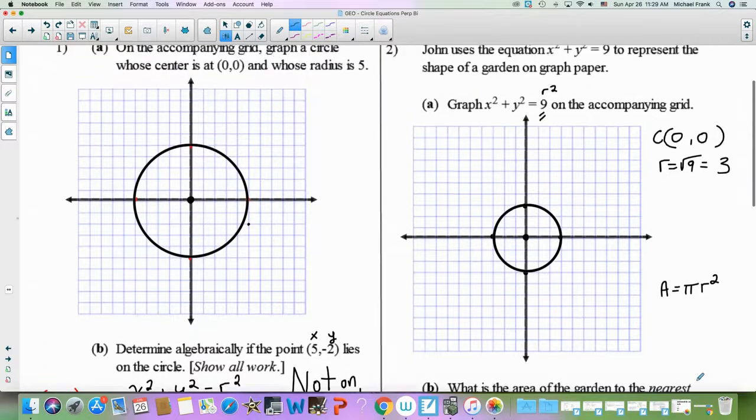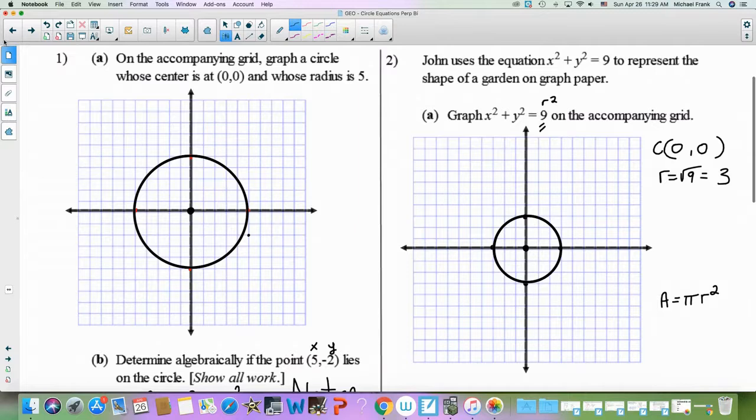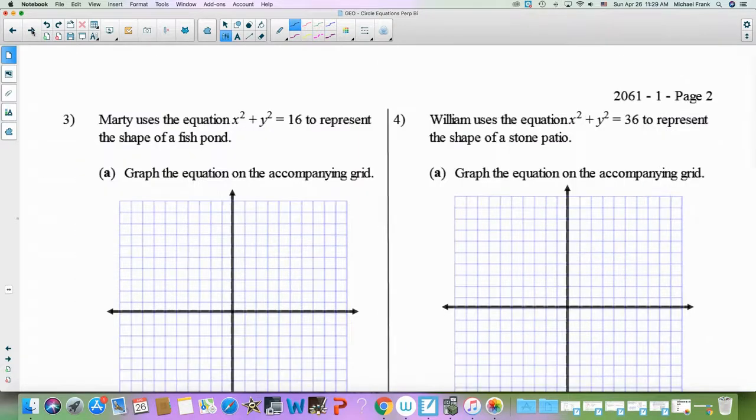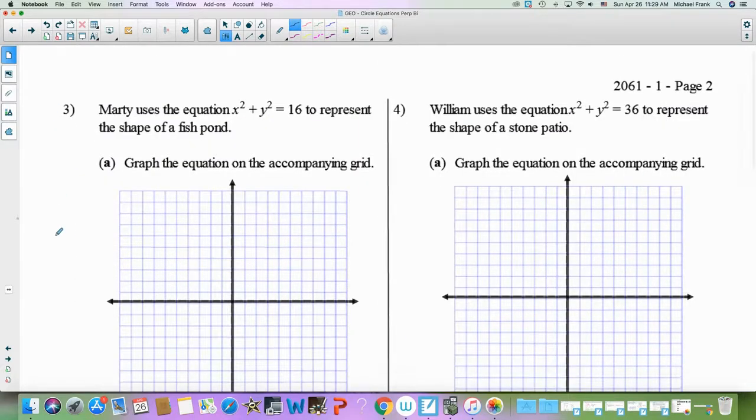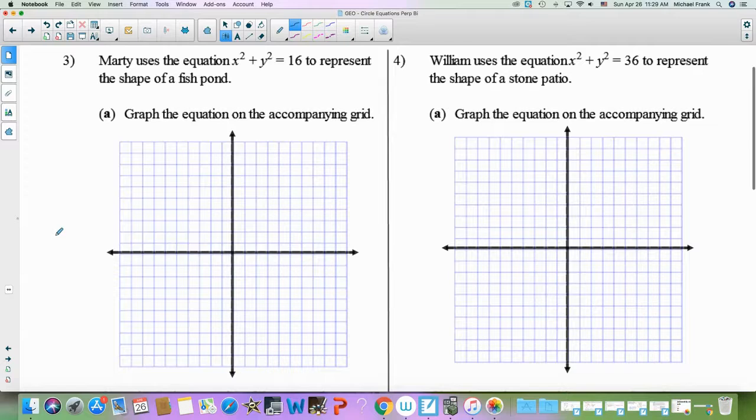And it's as simple as that. All right, let's just do one more quick example, and then we'll move on to how do we write the equations when the center is not 0, 0. So here we have: Marty uses the equation x squared plus y squared to represent the shape of a fish pond. Graph it.